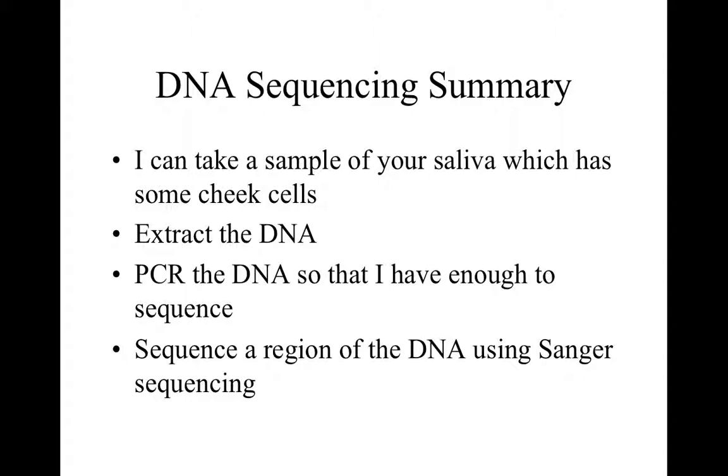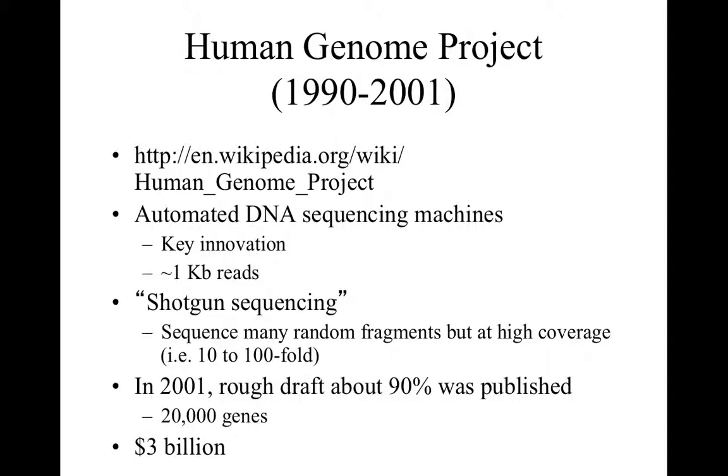In summary, I can take a sample of my saliva, which contains a small number of cheek cells, extract the small amount of DNA, and then amplify the DNA by PCR so that I have enough to sequence. And then I can use DNA sequencing to obtain the nucleotide sequence of any region of that DNA. In this way, it is theoretically possible to sequence my whole genome. And that was the goal of the Human Genome Project, to sequence the human genome for the first time.